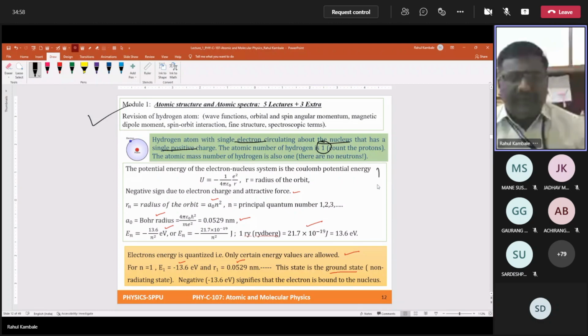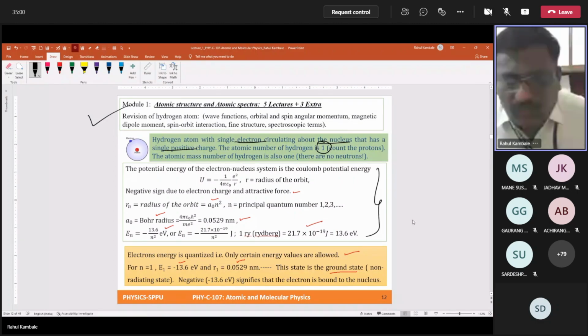See, these basics you have learned in your undergraduate. So we will jump a little bit here. So everybody knows that the potential energy of an electron and a nucleus.